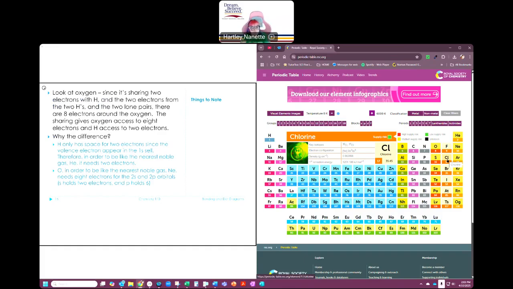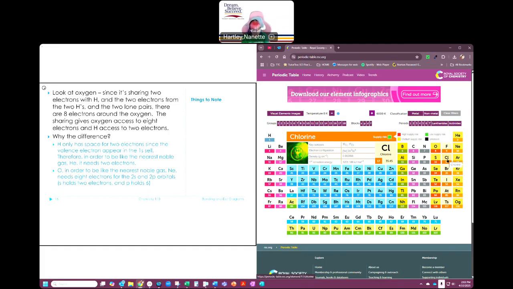Now, let's look at oxygen. Since it's sharing 2 electrons with H, and 2 electrons for the 2 H's, and the lone pairs, there are 8 electrons around that oxygen. Sharing gives oxygen access to 8 electrons, and H has access to 2 electrons.